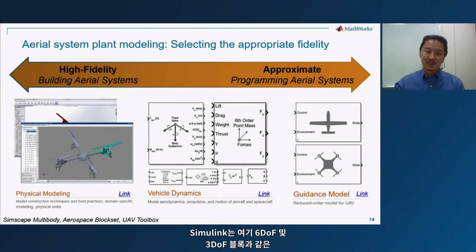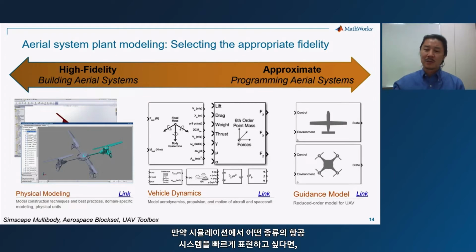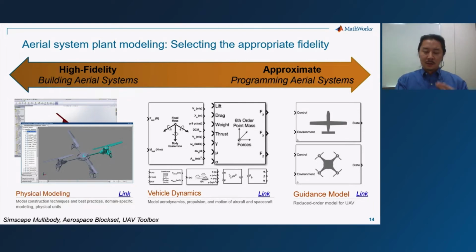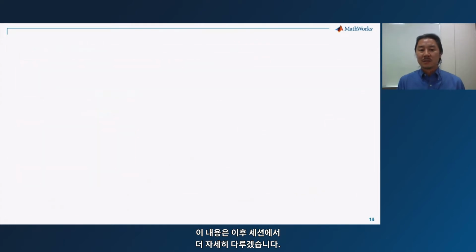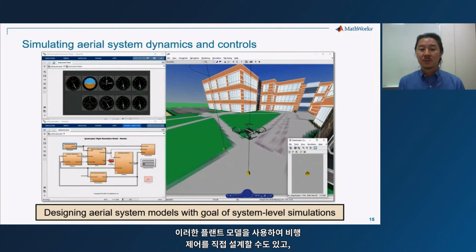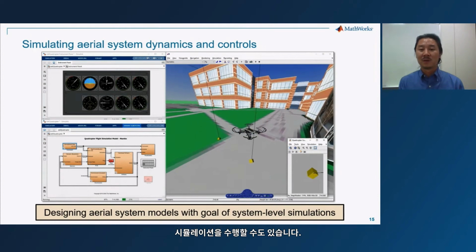We also offer some blocks to quickly model your vehicle dynamics for equations of motion, such as 6DOF and 3DOF blocks here. And if you just want to quickly represent some sort of aerial system in a simulation, we offer guidance model blocks here so that you could quickly get up and started with modeling and simulating multi-rotor or fixed-wing aircraft. All right. This will be covered in more detail in a later session. And with these plant models, you could then design your flight controls as well, integrated together to simulate in MATLAB and Simulink with model-based design.